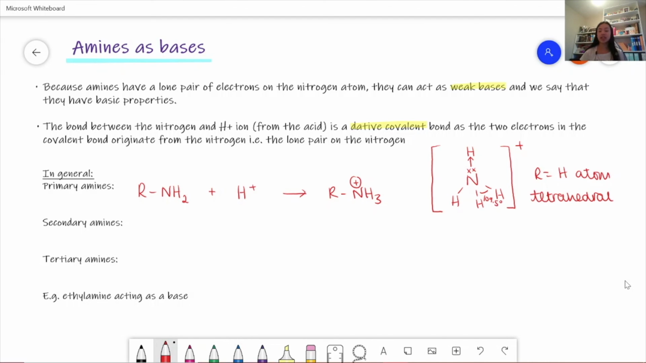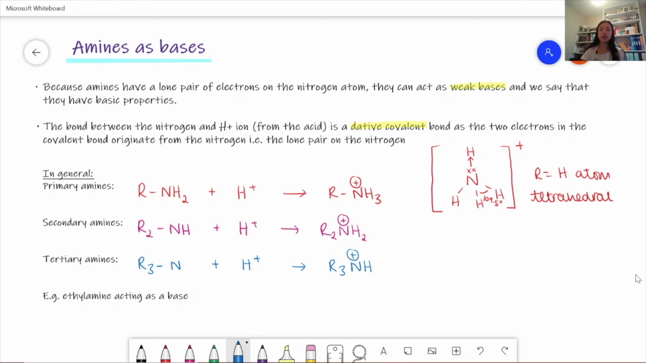And now looking at secondary amines, we have 2 R groups this time, and we do exactly the same thing. So we add a H plus, and then we get R2NH2. And again, there'll be a positive charge on the nitrogen because we've just given away some electrons to the H plus that we've added. And then for tertiary amines, we have 3 R groups, all attached to a nitrogen, and we add a H plus, and then we get R3NH. And again, there's a positive charge on the nitrogen.